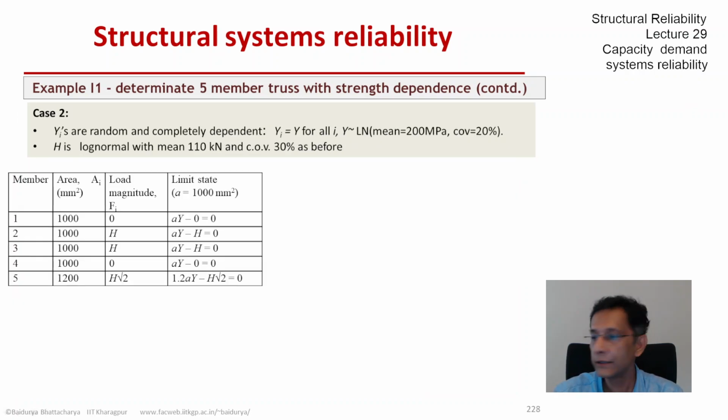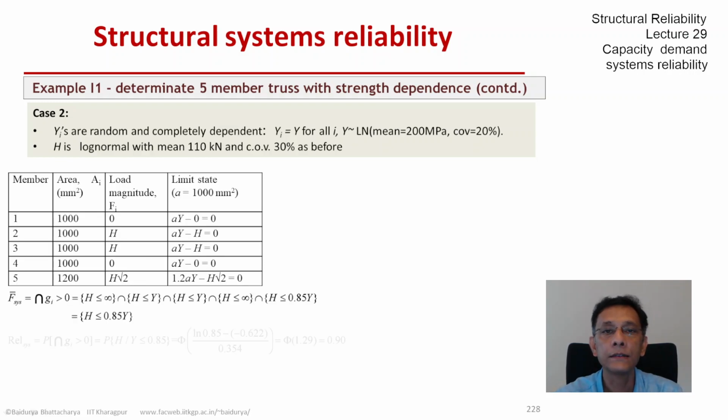We move to case 2 next, and case 2 is we allow all the yield strengths to be random, but it's the same yield strength for all of them. So all the 5 strengths are completely dependent. Here in this table we have listed the limit states, and we again look at the system safety event.